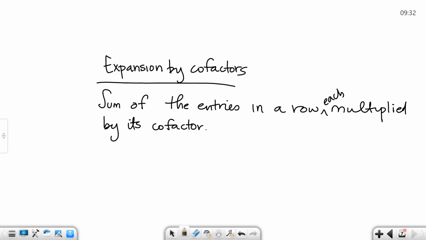Now that's me paraphrasing it. Technically they usually do the first row, but you don't have to do the first row, nor do you have to do a row. You can do a column. And this is how you find the determinant.